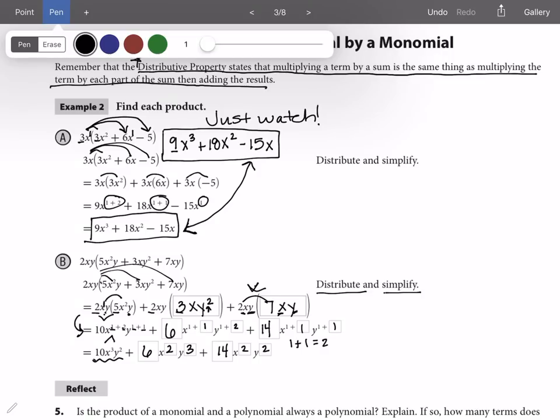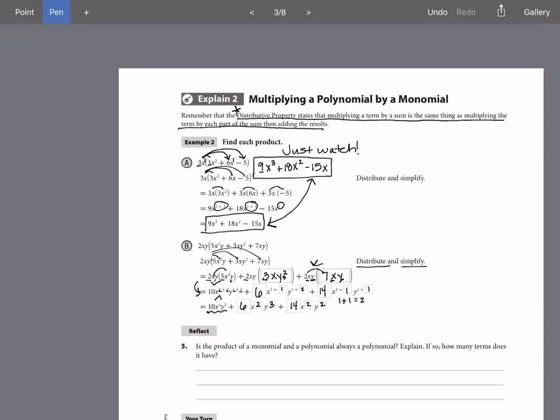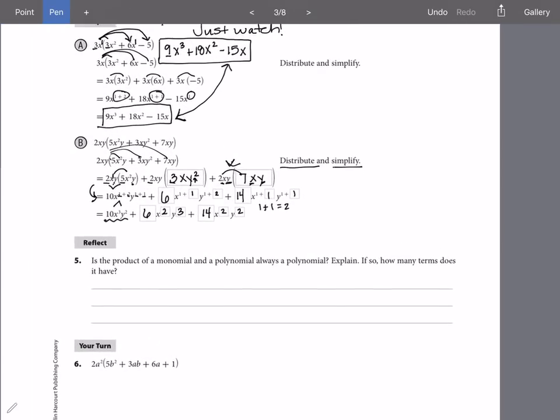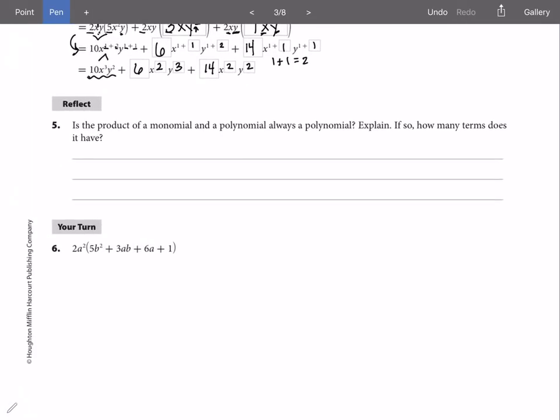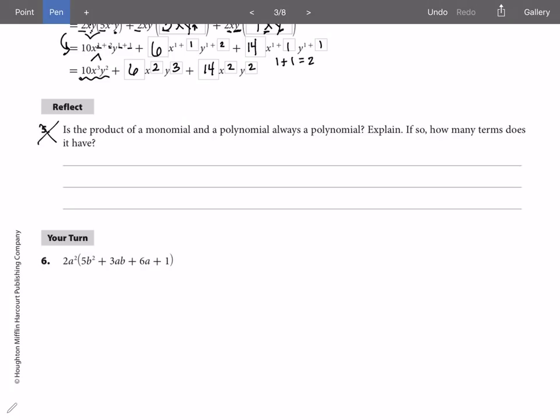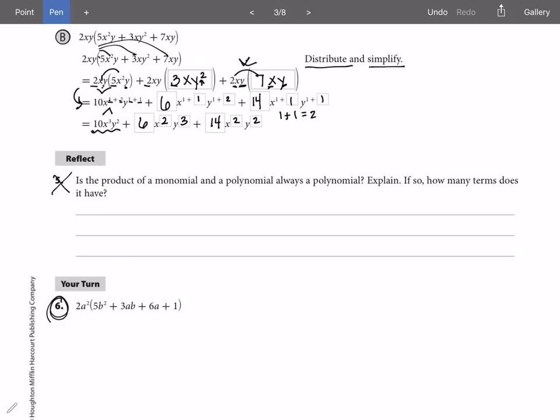Okay, so if I move on, we're going to go down and look at number 6. We're not going to worry about number 5, but we are going to look at 6. I'm actually going to do it both ways, because I want you guys to see it both ways. If I do it how I originally did it, I have 2a squared times 5b squared, 2a squared times 3ab, 2a squared times 6a, and 2a squared times 1.